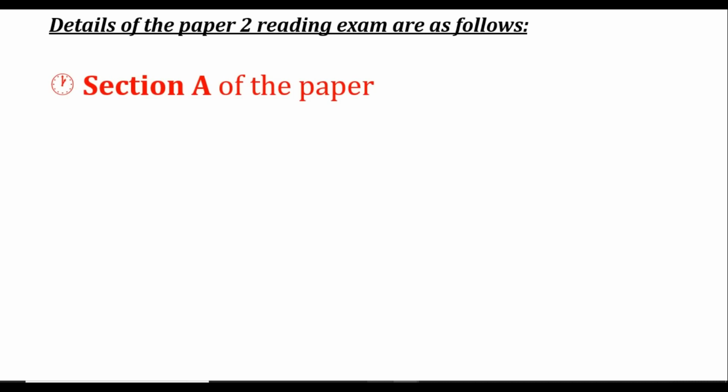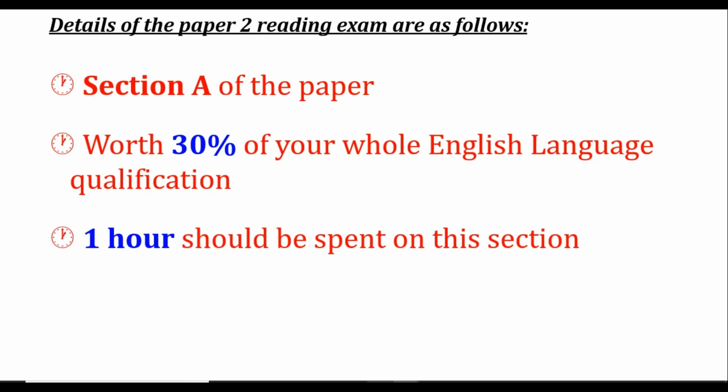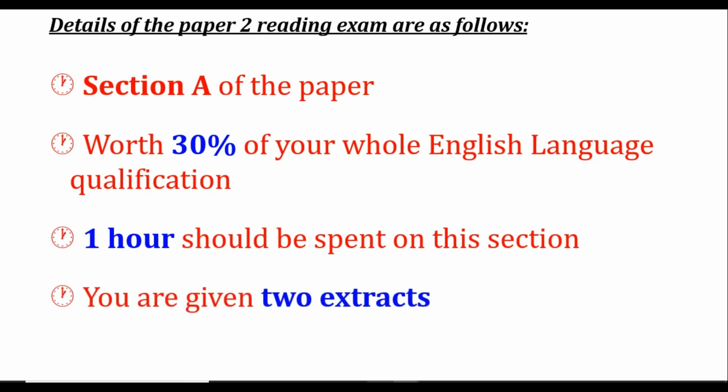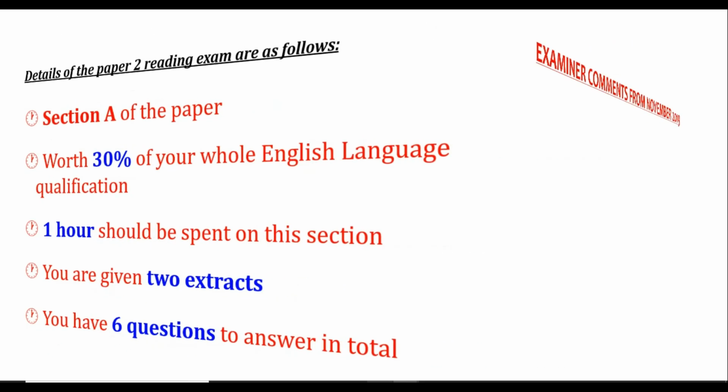So details of the exam are as follows. Section A of the paper is worth 30% of your whole qualification. 1 hour should be spent on the reading exam. You're given 2 extracts and you have 6 questions to answer in total.